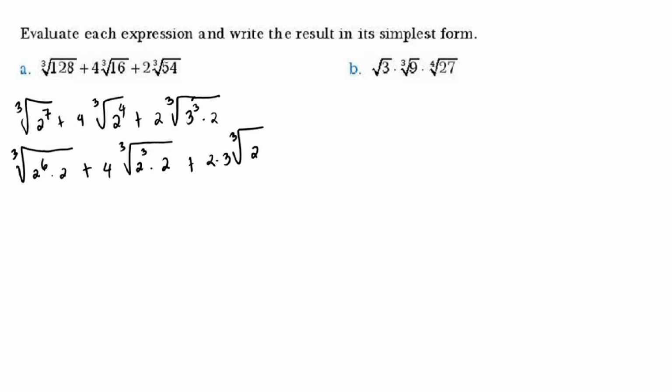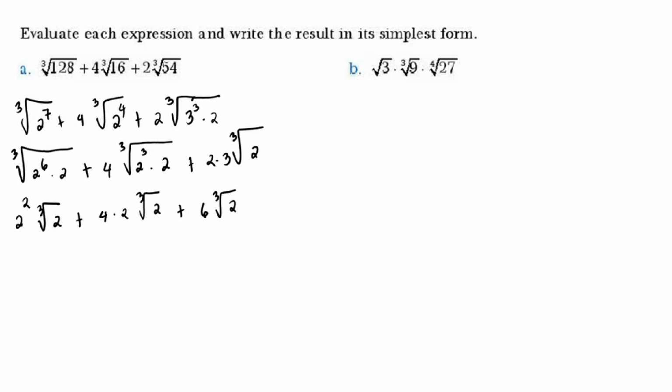So simplifying this one, 6 divided by 3 is 2, therefore it becomes 2 squared. And then the remaining term will be the cube root of 2, plus the cube root of 2 cubed is just 2 because 3 divided by 3 is 1. So therefore 4 times 2 times the cube root of 2 plus, in this case, we just multiply 2 times 3 because the radical is already in the simplest form. So 2 times 3 is 6 times the cube root of 2.